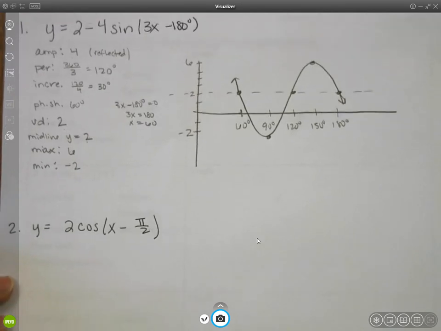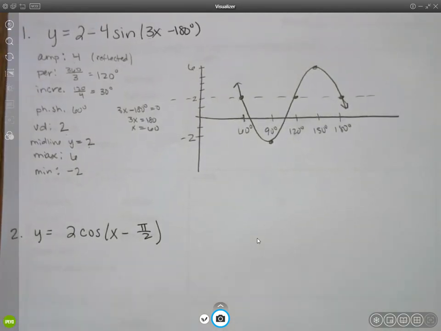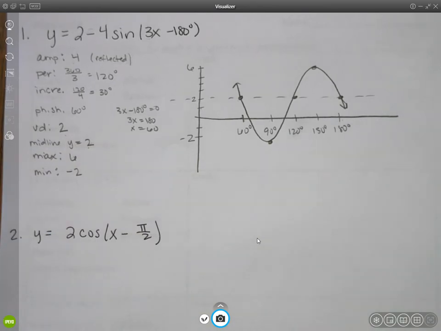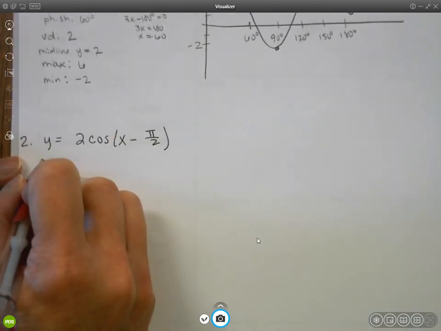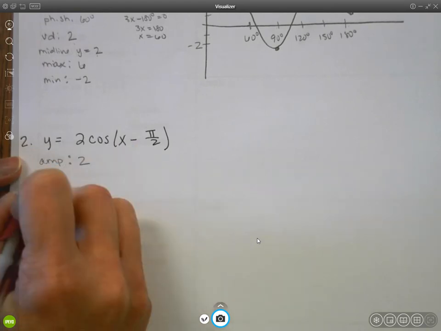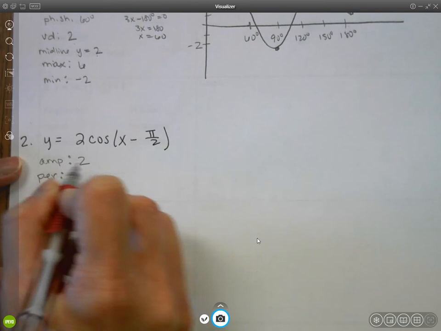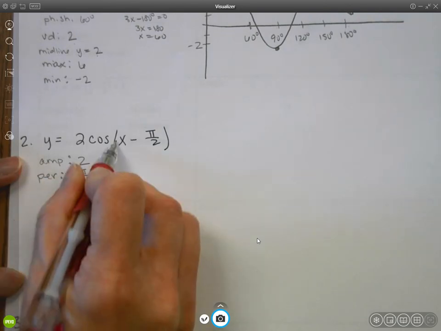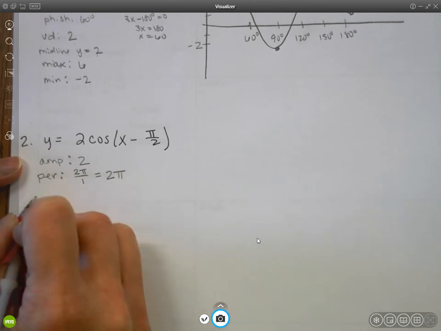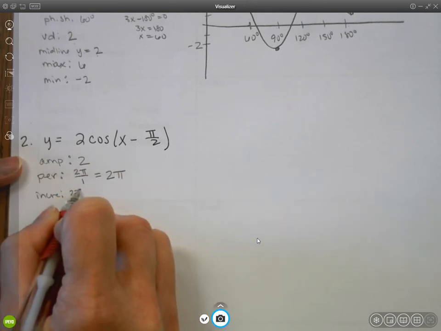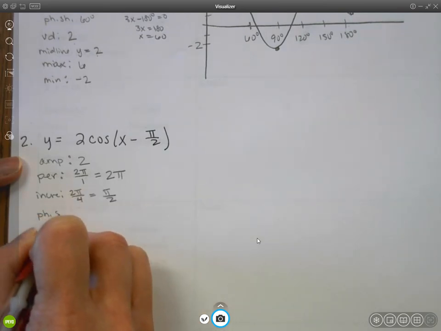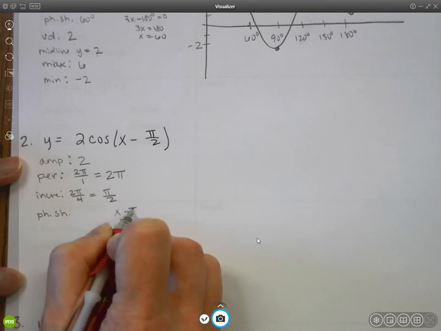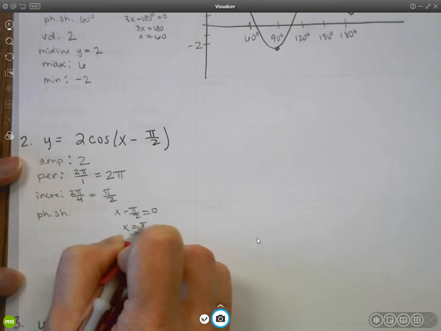All right, so now that you've seen one more kind of refresher, the next one is in radians. So if you need to watch that one, you watch it. If not, then pause and work it and see how you did. All right, so amplitude is 2. Period normally would be 2 pi in radians, and this one is going to stay 2 pi because there's a 1 there. Your increments, you're going to take that 2 pi and divide by 4, so you get pi over 2. Your phase shift, you're going to take what's in parentheses, set it equal to 0, and you get pi over 2.